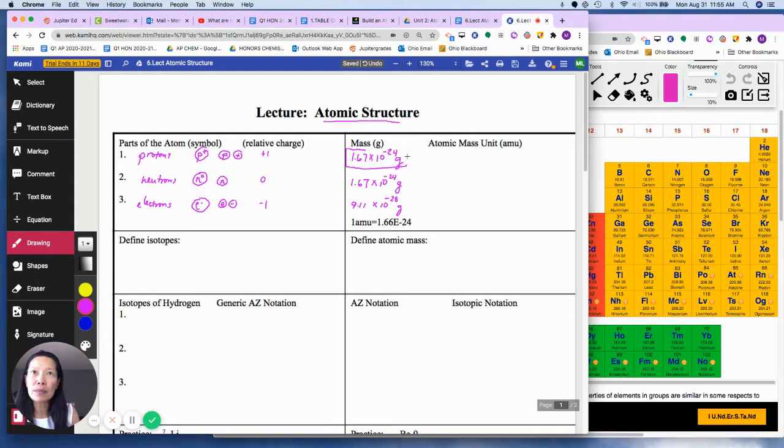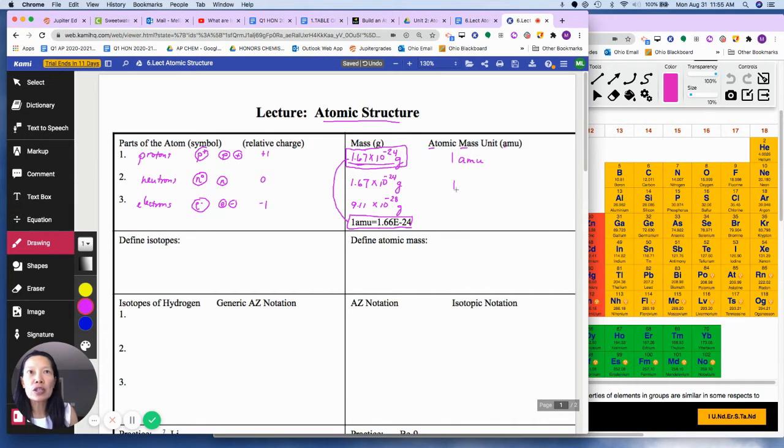Okay, so it's obvious that if we want to talk about the mass of a proton, we do not want to keep writing this number over and over again because it's too much to write. So to be efficient, we're going to call this number, 1.67 e negative 24, pretty close to 1.66 e negative 24, to be 1 AMU. So these two numbers are pretty much the same number. AMU stands for atomic mass units. So instead of writing all this, we just say, oh, that's 1 AMU.